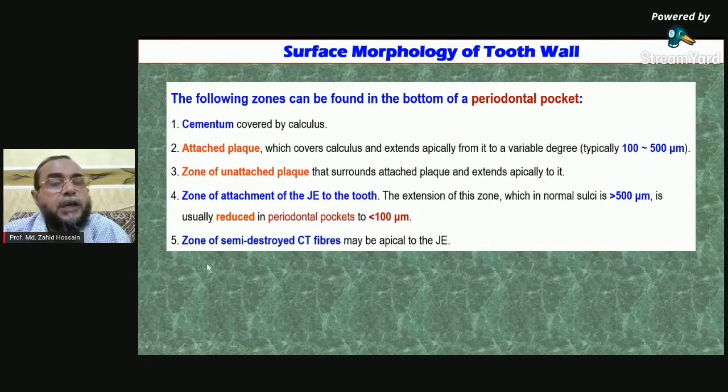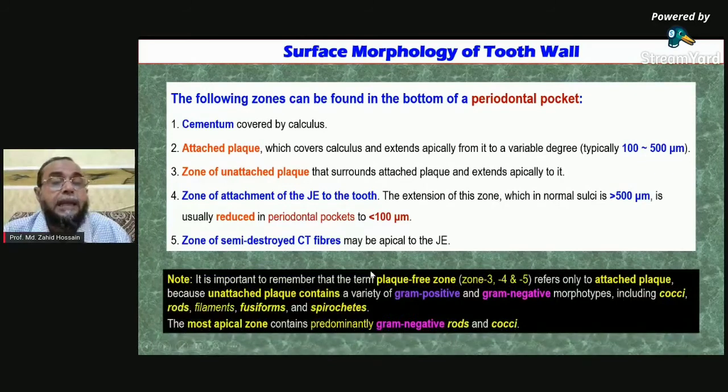And the zone of semi-destroyed connective fibers may be apical, below the junction epithelium. Note that you will find zones 3, 4, and 5 here. You will find this plaque-free zone. Attached plaque is there, but after that you will find unattached plaque. Unattached plaque contains gram-positive and gram-negative morphotypes: cocci, rods, filaments, fusiforms, and spirochetes. In the most apical zone you will find gram-negative rods and cocci. Remember this: different zones have different types of bacteria.